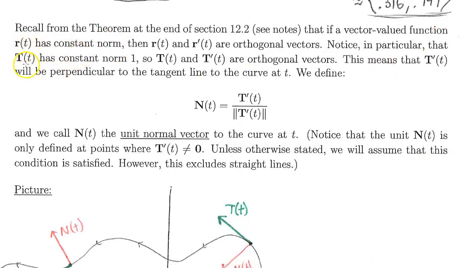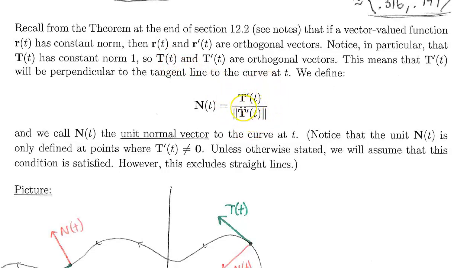So notice in particular that T of t has a constant norm of 1. So T of t would be one of these functions that does have a constant norm. So T of t and T prime of t should be orthogonal. That means that T prime of t will be perpendicular to the tangent line to the curve at t. So we're going to define N of t, this will be called the unit normal vector, to be T prime of t, which is orthogonal to T of t, divided by the length of T prime of t.